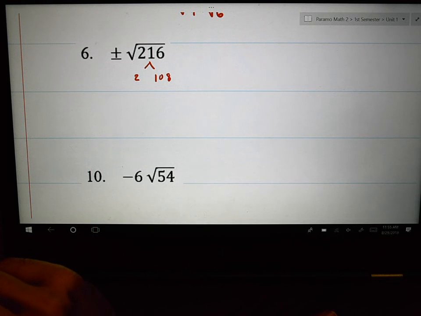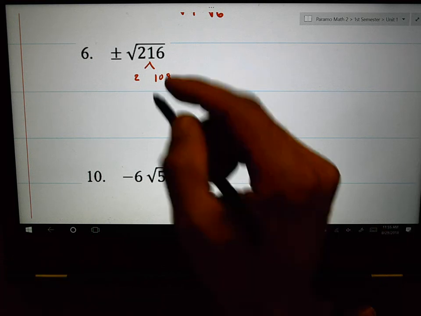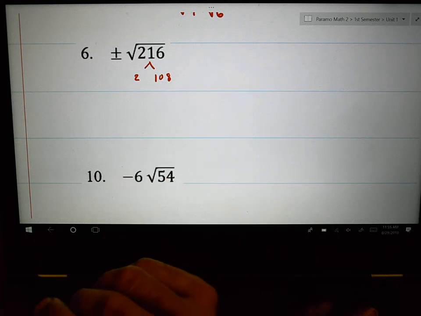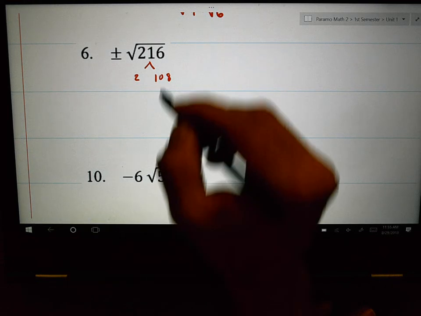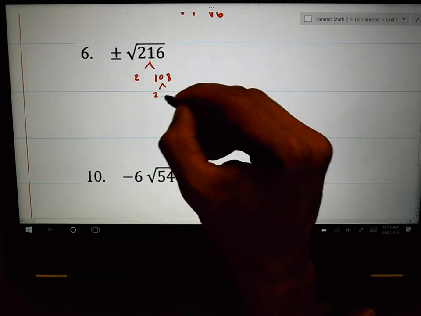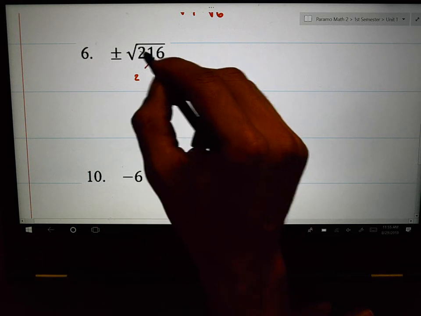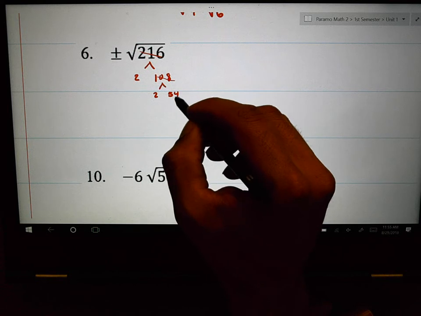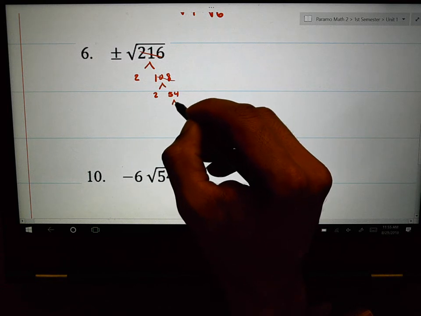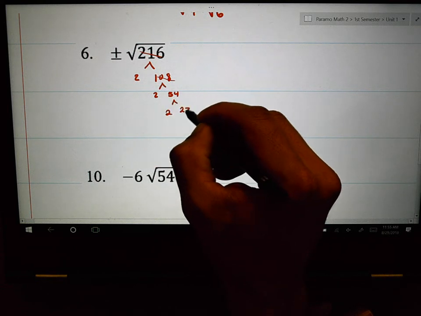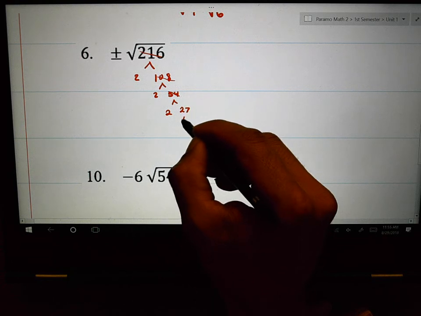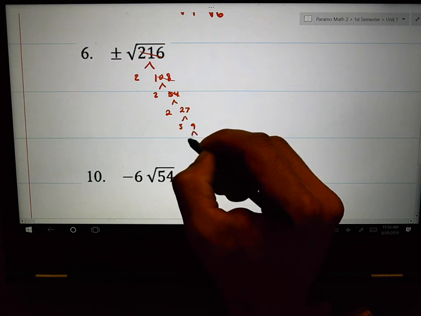I hate to say this, but you're going to have to get used to doing this without a calculator. So I'm showing you strategies when the numbers are something you don't know. 108 can be divisible by 2 and 54, I believe. Every time you break it apart, we don't use it anymore. I'm going to break apart the 54. How about 2 and 27? 3 and 9, 3 and 3.